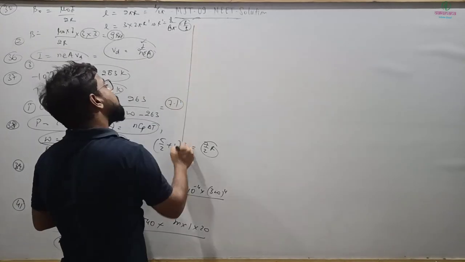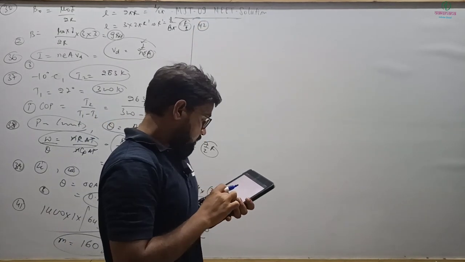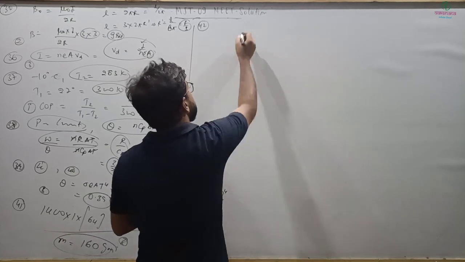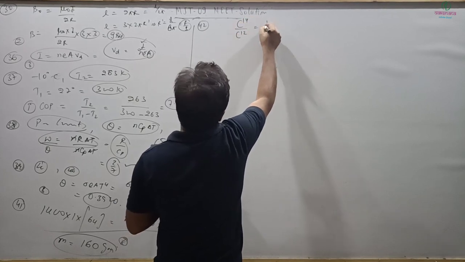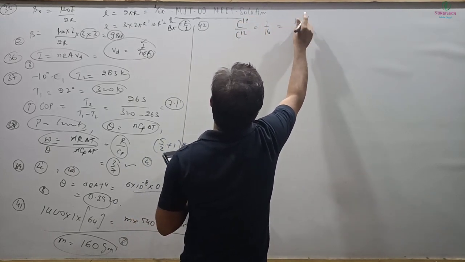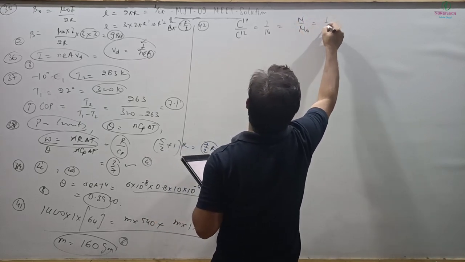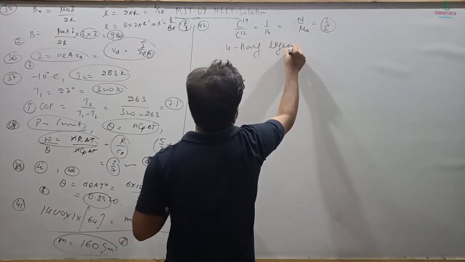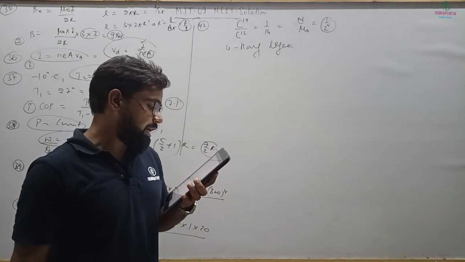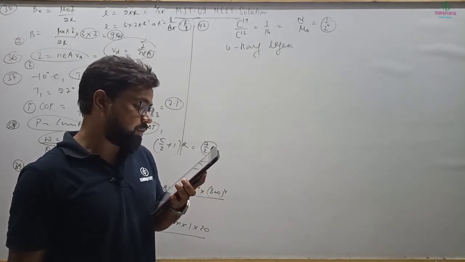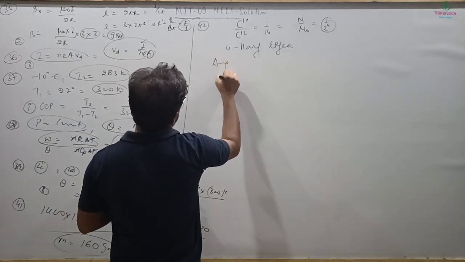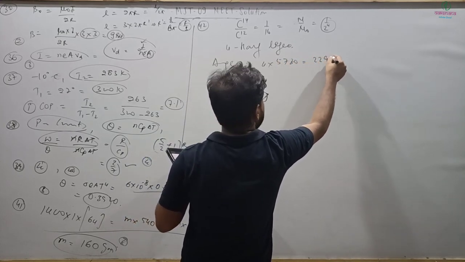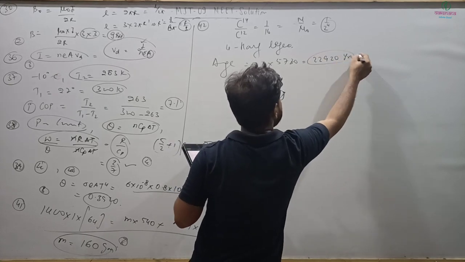That matches with option number 3. Next question number 42. A fossil bone has carbon 14 to carbon 12 ratio of 1 by 16 compared to living bone. C14 by C12 is 1 by 16, this is N by N naught, that's equal to 1 by 2 to the power 4. So that means it's 4 half lives. Now, if the half life of carbon 14 is 5730 years, the age of the fossil bone will be simply equal to 4 into 5730, that's coming out to 22920. Yes, matches with option number 3.